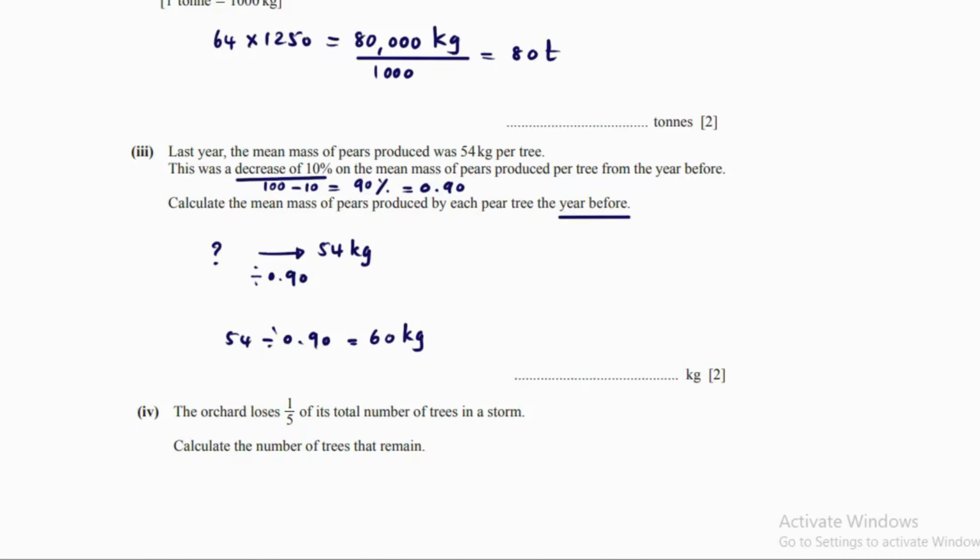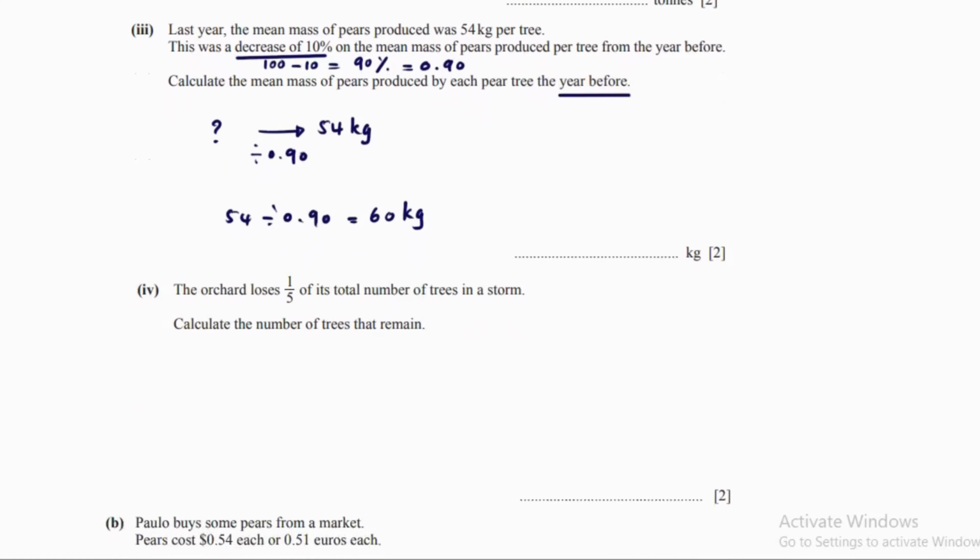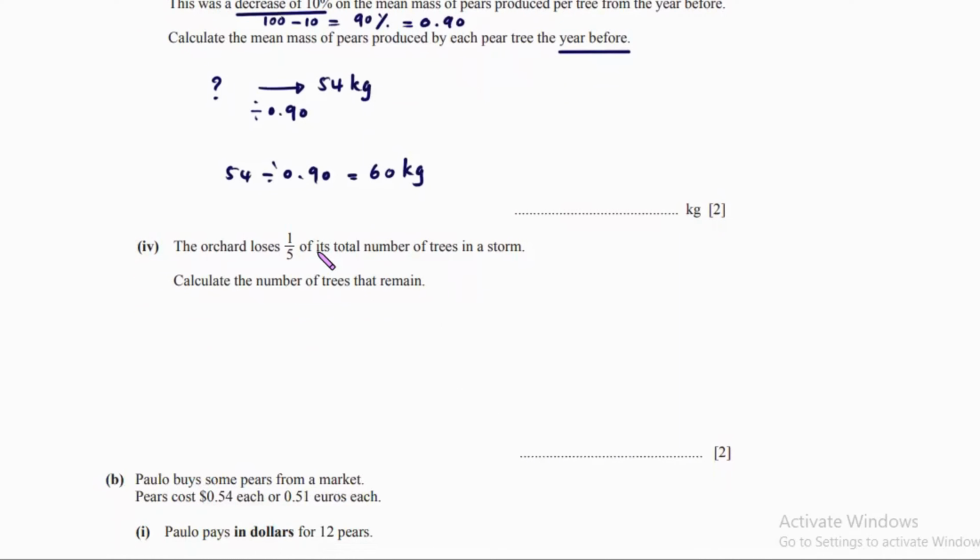The next part of the question is where the orchard loses 1/5 of its total number of trees in a storm. Calculate the number of trees that remain. So 1/5 is lost means the remaining amount is going to be 4/5, because out of 5 portions, 1 is gone, which means we have 4 portions left. So we need to find what 4/5 of the number of trees will be. So that's going to be 4/5 times the total number of trees that we had, which was 1,250. So we need to multiply this 1,250 with this fraction. This is equal to 1,000, which means 1,000 trees are remaining.